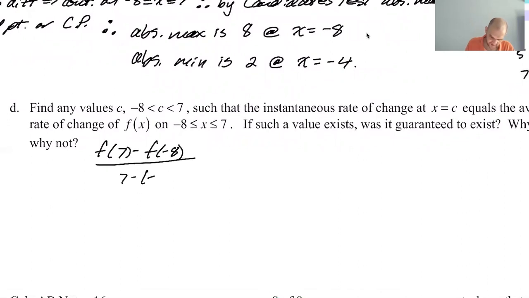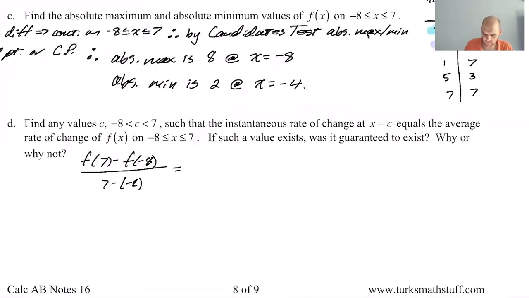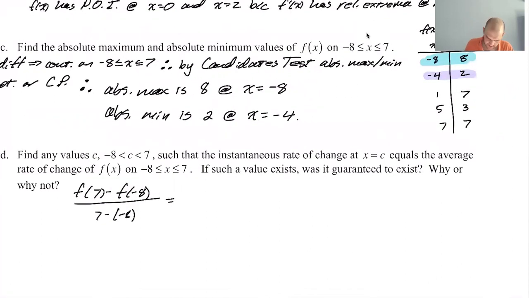This question feels like a mean value theorem question, but it's kind of not. It's like the setup of the mean value theorem, but you're not required to use it. So 7 minus 8 over 15. So negative 1/15. Okay, so this should be equal to f prime of c.